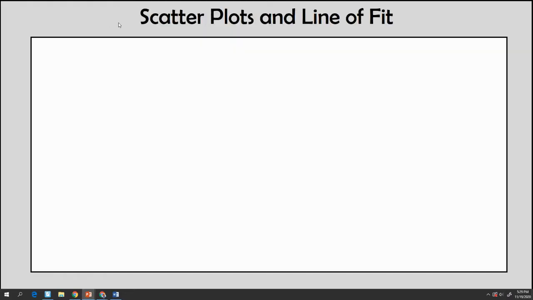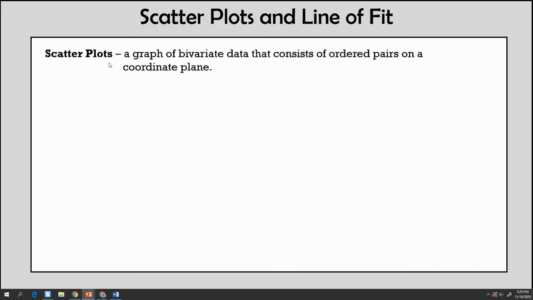First of all, a scatter plot is simply a graph of bivariate data that consists of ordered pairs on a coordinate plane. So basically, it's graphing points. We're going to graph a group of points on a coordinate plane, and we're going to look at the relationship between what the x represents and what the y represents, and how those two work together. So we're going to give some meaning to whatever the combination of ordered pairs represents, and look at the meaning of that and how it plays out.